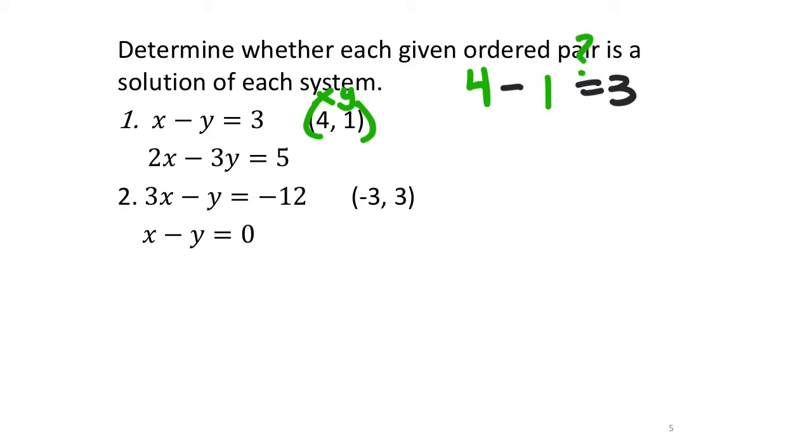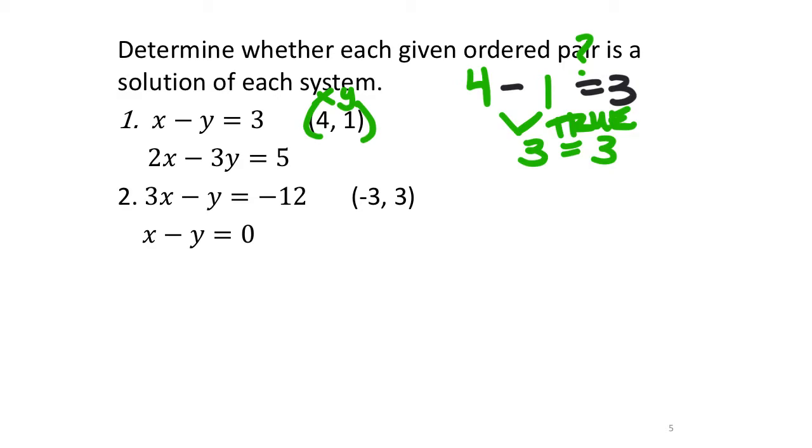So I'm going to put a question mark over the equal sign, because I'm not sure if it's true yet, although some of you do. And I say, well, 4 minus 1 is 3. And does 3 equal 3? Yes, that's true. So since this first one is true, of course, it means that 4, 1 is actually on the line. If you were to graph this equation, this ordered pair would be on that line.